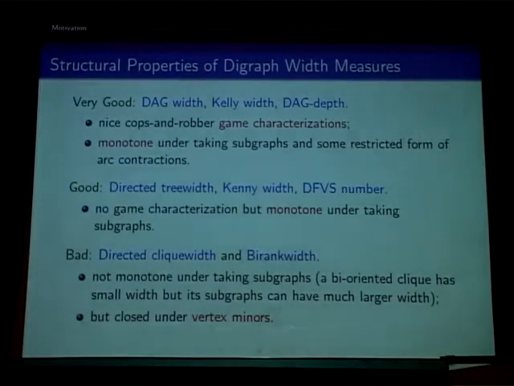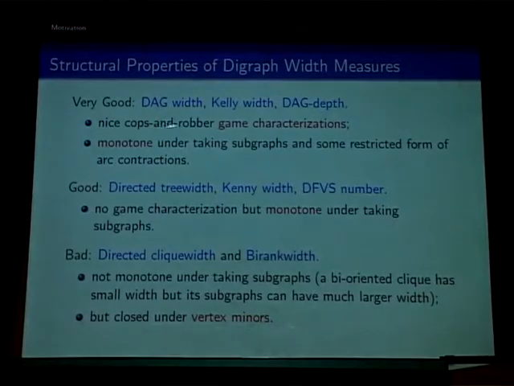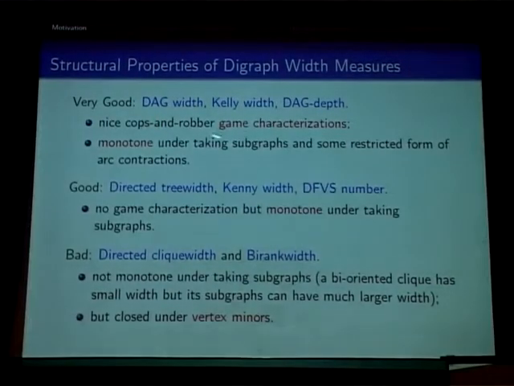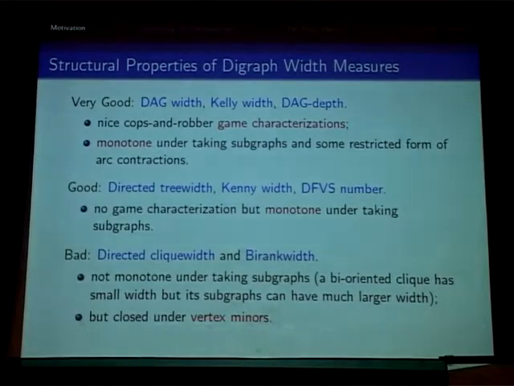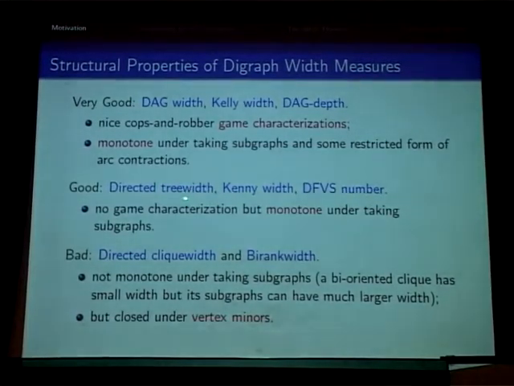Now, if you look at the structural properties of these width measures, what we find is that DAG width, Kelly width, and DAG depth, the ones that are based on the cops and robber game characterizations, have good closure properties. They're monotone under taking subgraphs and some restricted form of arc contractions. Directed tree width and similar measures don't have a game-theoretic characterization, but they're monotone under taking subgraphs. And if you look at the last two width measures, directed clique width and birank width, they're not monotone under taking subgraphs, but they are monotone under taking the so-called vertex minor.